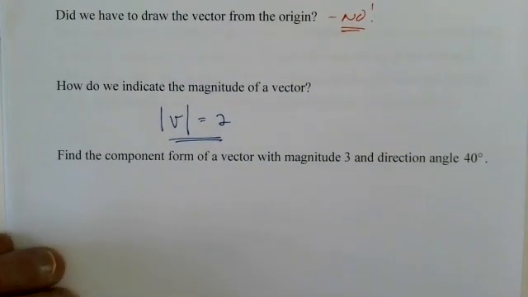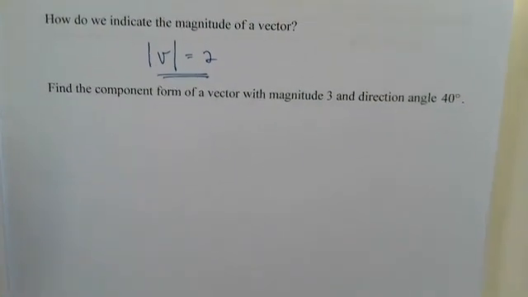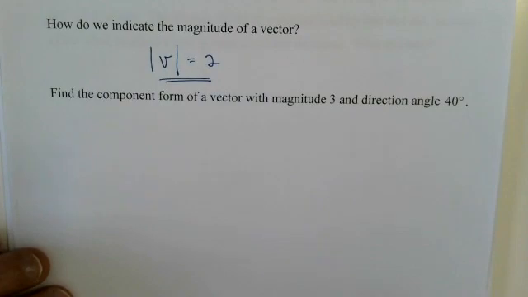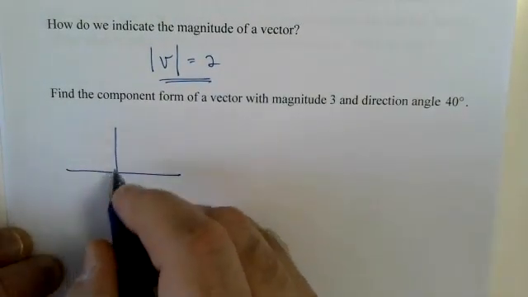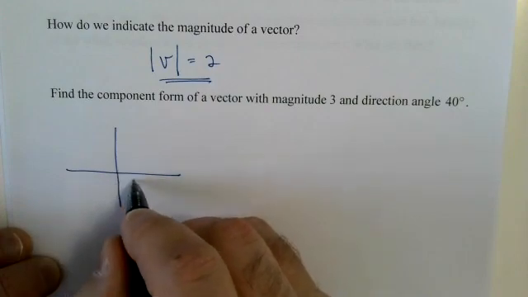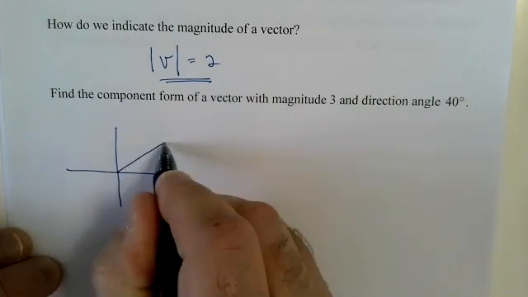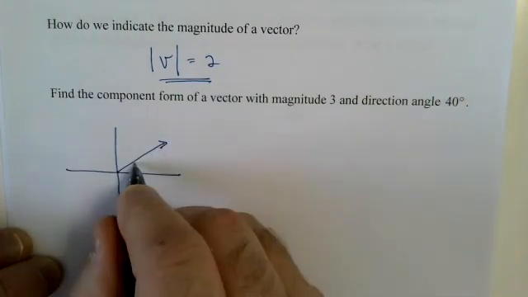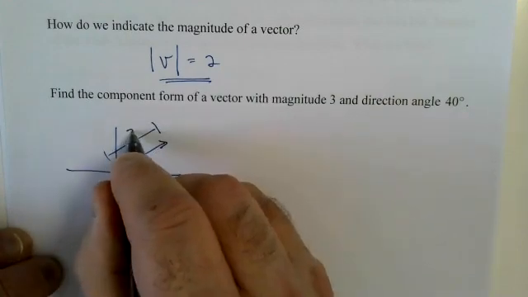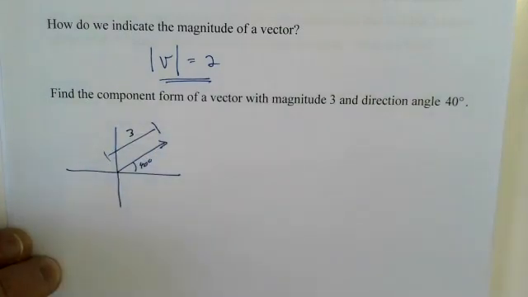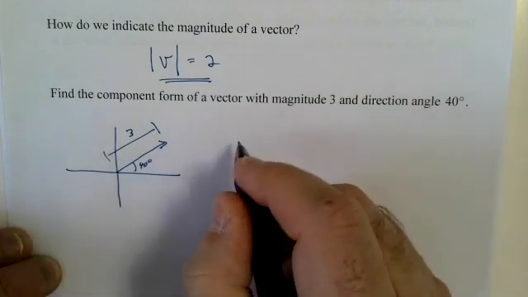Let's go the other way. Find the component form of a vector with magnitude 3 and direction angle 40 degrees. We always put it at the origin because it's easier. 3 would be almost a polar coordinate thing. It goes out here, and 40 degrees is a little bit less, something like that. This distance here is 3. How do we find the components? That's easy. It's cosine and sine.